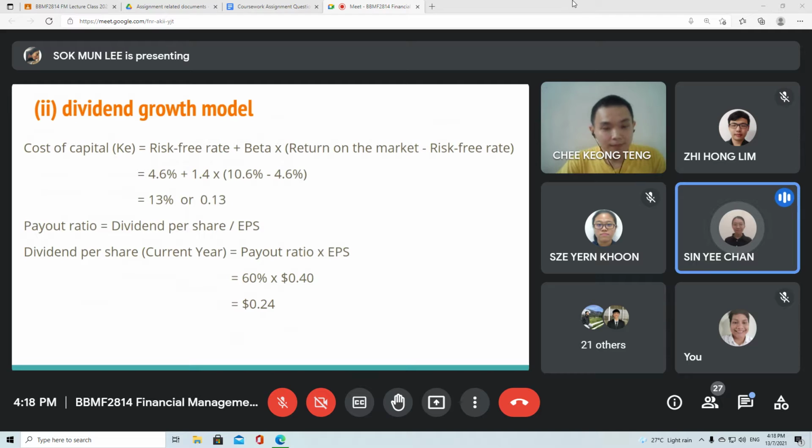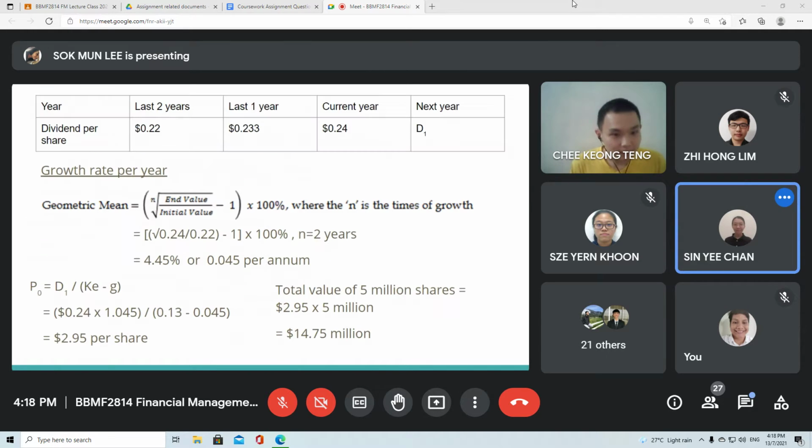Under the dividend growth model, the cost of capital is 13% and the payout ratio is equal to dividend per share divided by EPS. So to calculate the current year dividend per share, we use the payout ratio times the EPS, which is 0.24 per share. From the question, we know the dividend per share two years ago is 0.22, last year is 0.233, and the current year is 0.24.